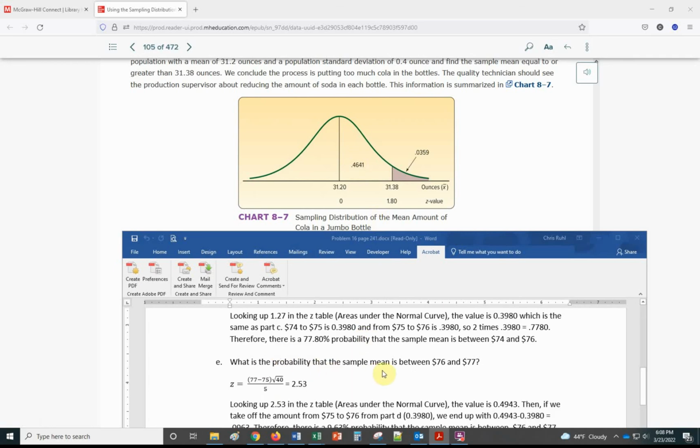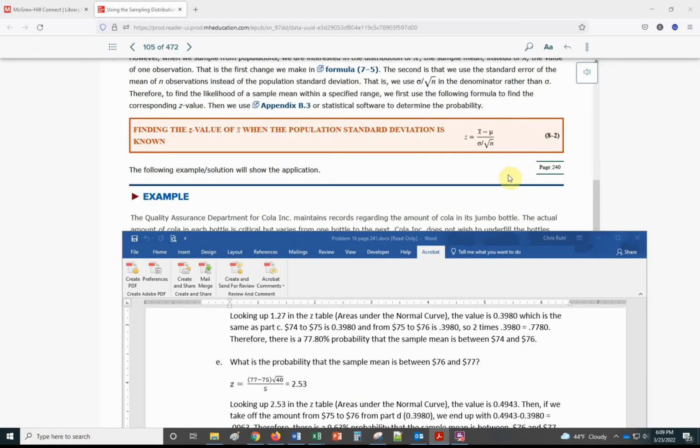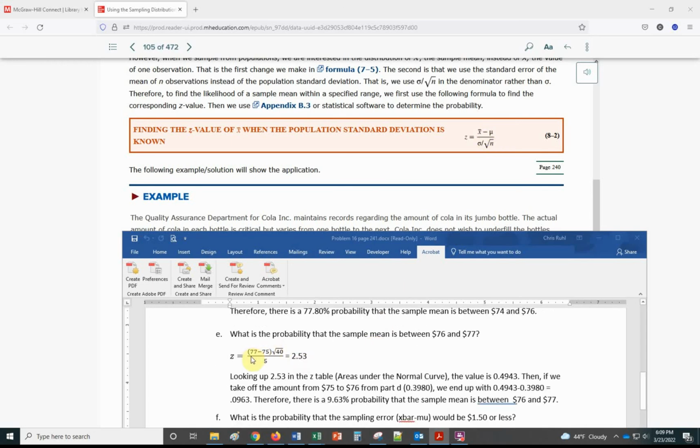What's the probability the sample mean is between 76 and 77? So now we're looking at from 76, wherever it happens to be about here, up to 77. That's where we'll stop. All right? But when we do our calculation, we always have to go from, and let's look at that formula again, we have to go from the population mean right here, which is 75. So what I'm going to do is go from 77 to 75.